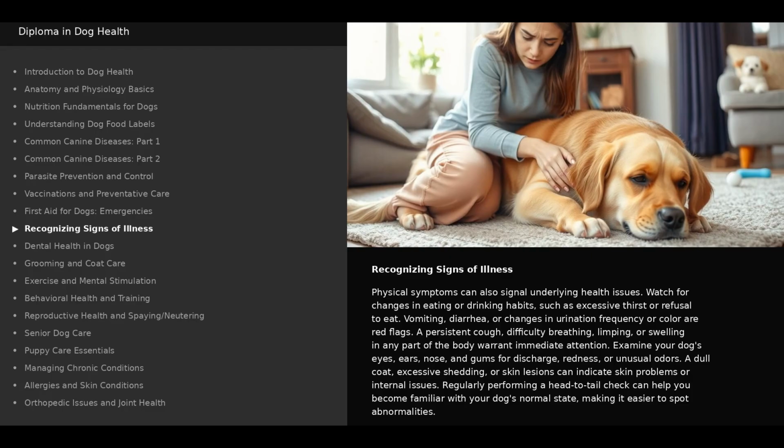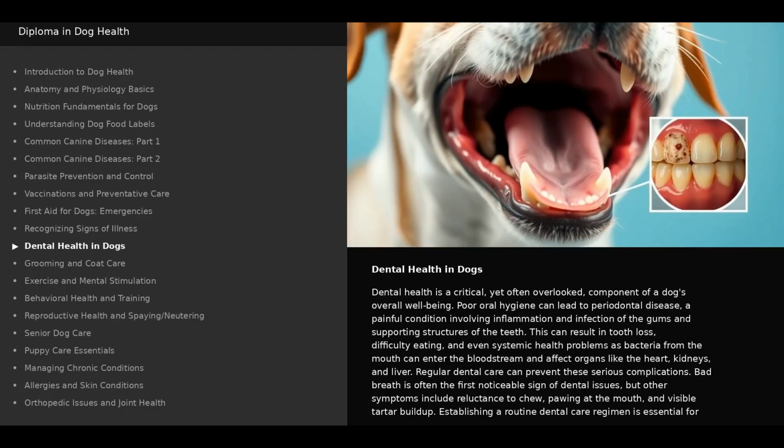Examine your dog's eyes, ears, nose, and gums for discharge, redness, or unusual odors. A dull coat, excessive shedding, or skin lesions can indicate skin problems or internal issues. Regularly performing a head-to-tail check can help you become familiar with your dog's normal state, making it easier to spot abnormalities.